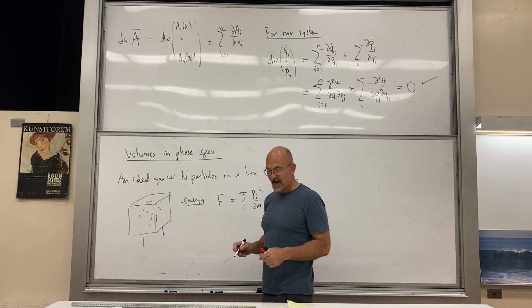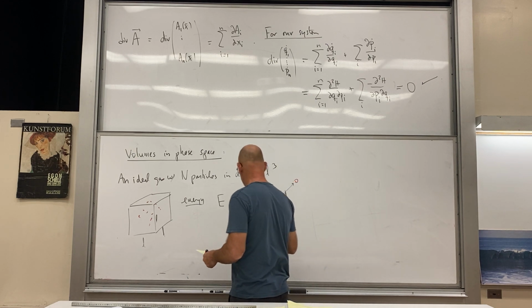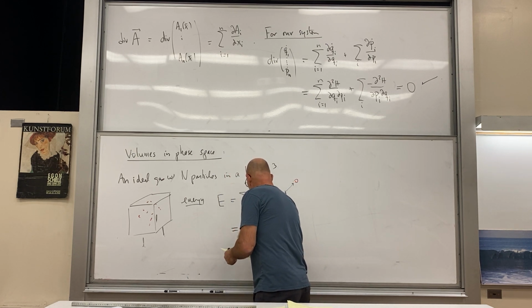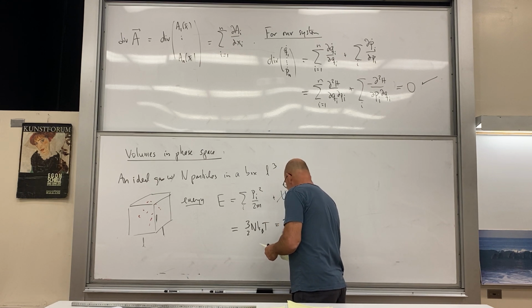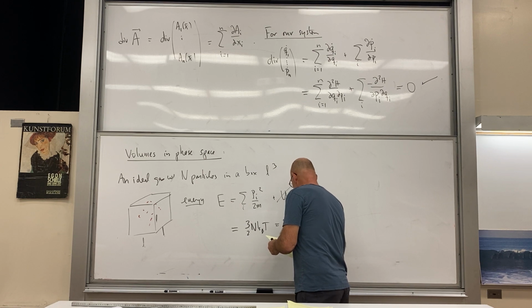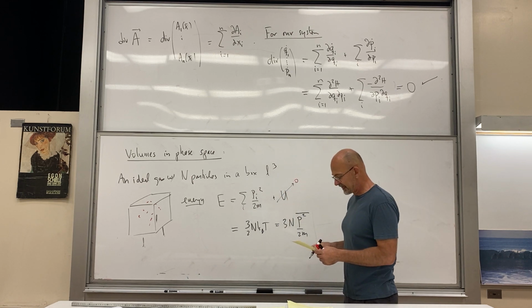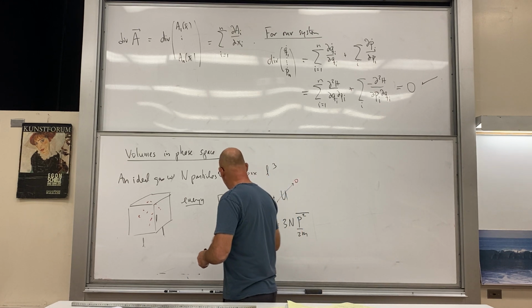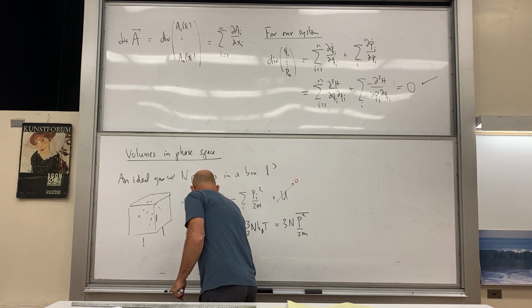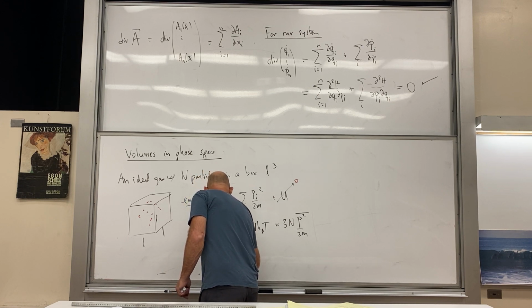So I'm going to just use the formulas for the ideal gas. We have 3/2 N k Boltzmann temperature, which is 3N times p squared, the root mean squared p over 2m. And we're going to call the volume in phase space the momentum volume, V sub P.